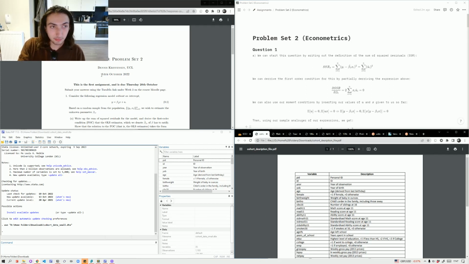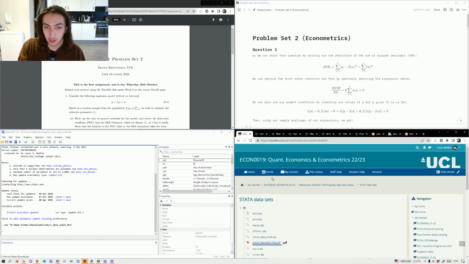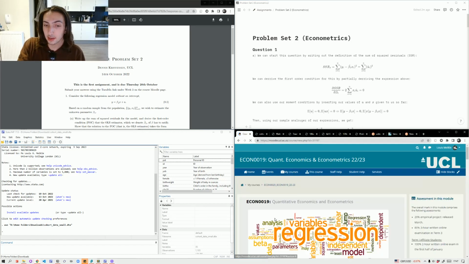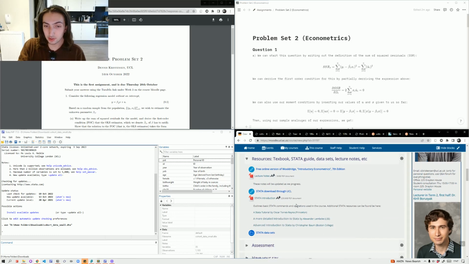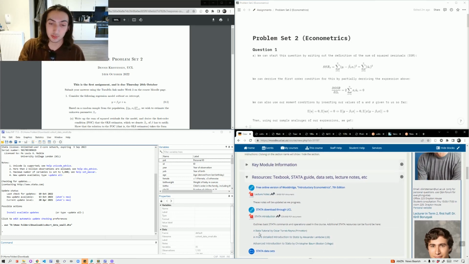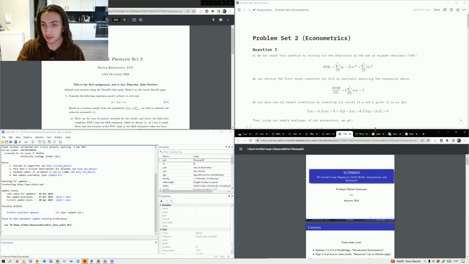First of all, I'd like to start on the Moodle page, where there are lecture notes. I find these very, very useful. I'll show you where it is. If you go to resources, textbook, Stata guide, datasets, lecture notes, it's in the same place where the Stata datasets are. Look at these because they're very useful. Also, having the slides open like this would be very good.